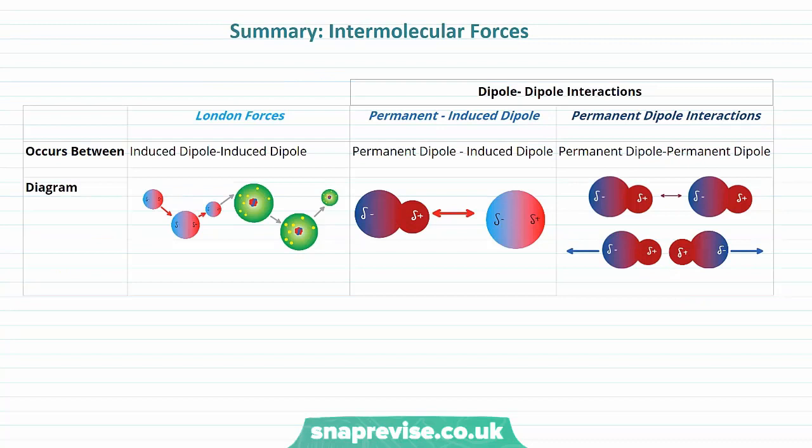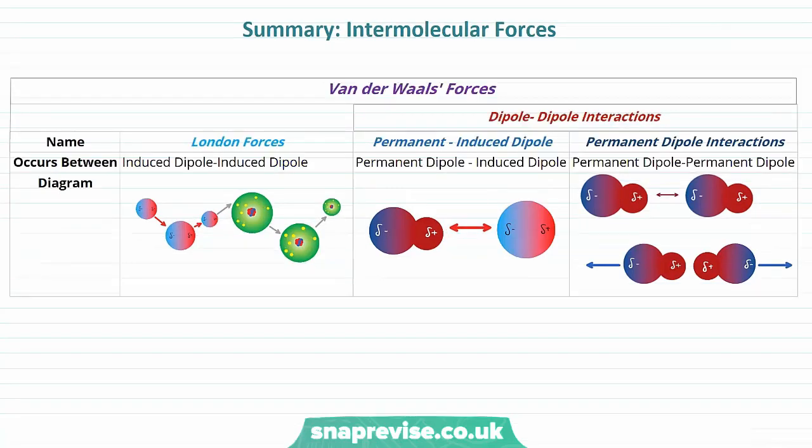We've seen our London forces that occur between an induced dipole and an induced dipole. Our dipole-dipole interactions, which encompass the permanent dipole-induced dipole interactions and the permanent dipole interactions. We can take a further step back to look at another umbrella term used. This is the term van der Waals forces. Van der Waals forces is used as a further umbrella term to encompass both London forces and both of our dipole-dipole interactions.